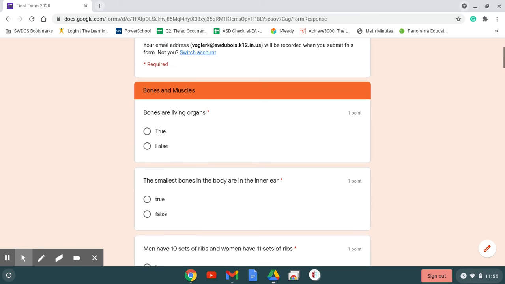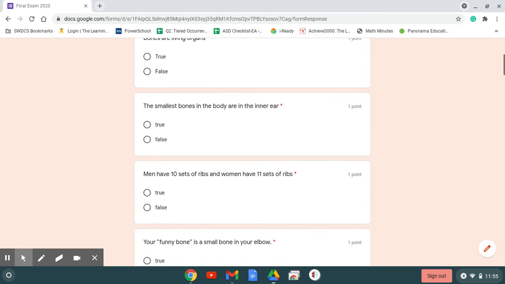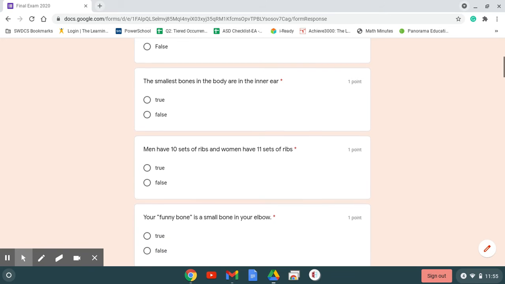Last section is over bones and muscles. Bones are living organs. True or false? The smallest bones in the body are in the inner ear. True or false?